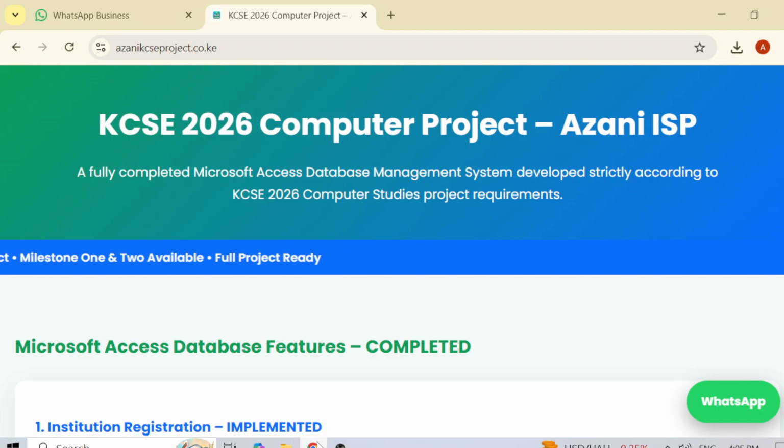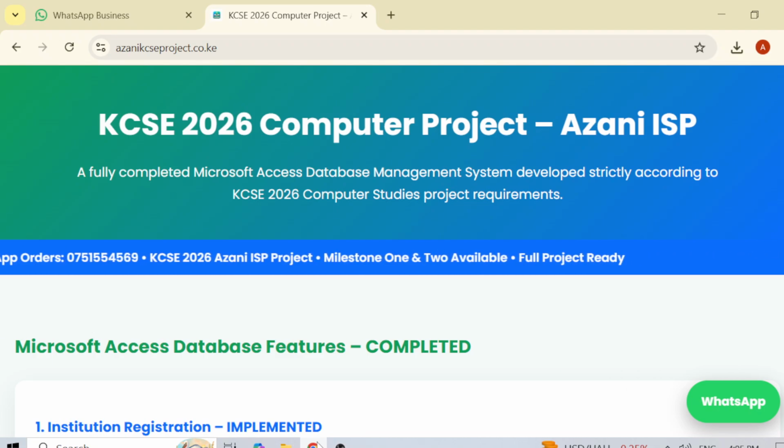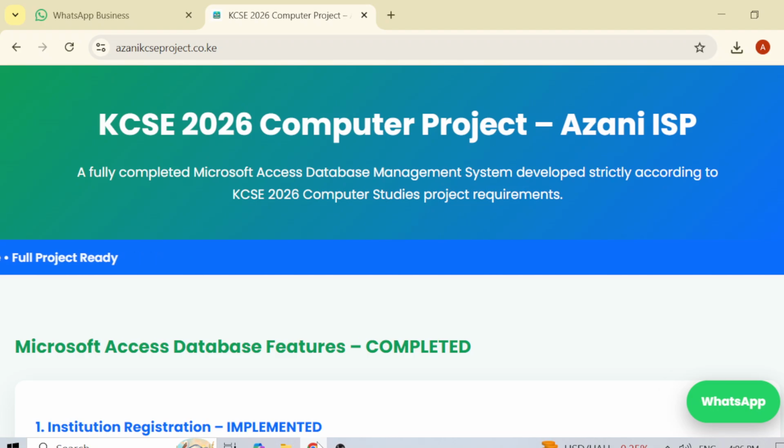So for milestone 1, we will be focusing on understanding the problem, defining the system objectives, outlining data processing needs, and how to apply and build the database. Here we need to study how an ISP works and the connectivity. So basically that's what AZANI ISP is. That's what you are supposed to tackle. I hope up to that point you have understood.